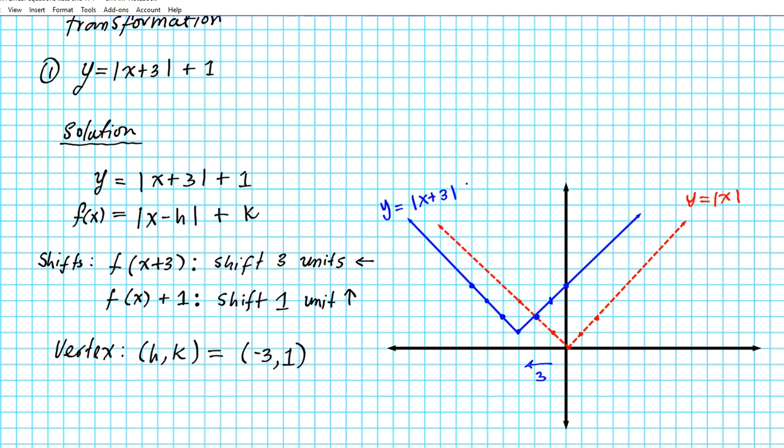But there's something else. There is a plus 1. This plus 1 caused the graph to shift up 1 unit. That is why the resulting graph looks just like this. It's the original absolute value function shifted 3 units to the left and 1 unit up. And then you just get your absolute value function. So that's basically how to use the transformation methods to graph absolute value functions.